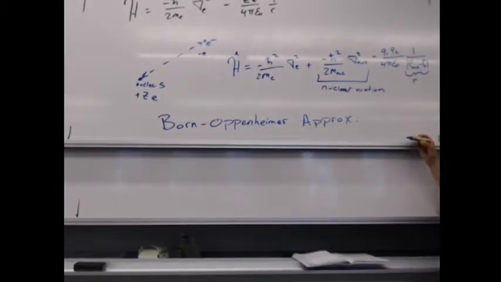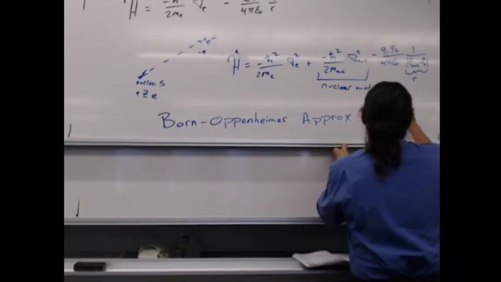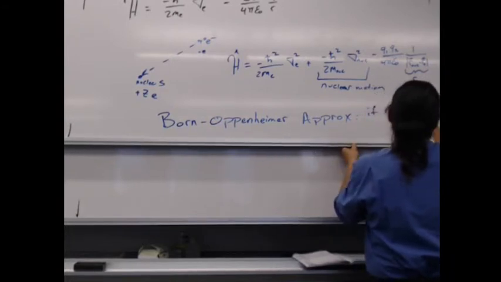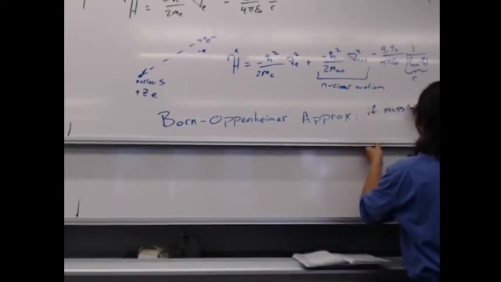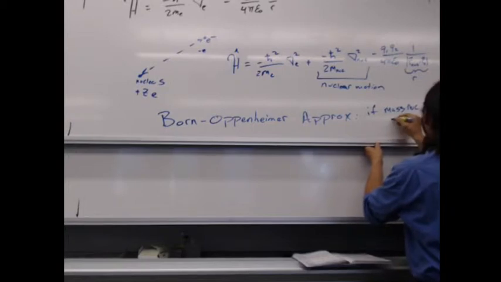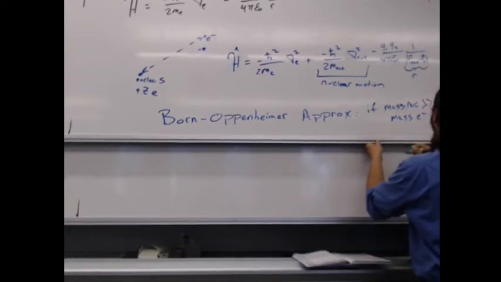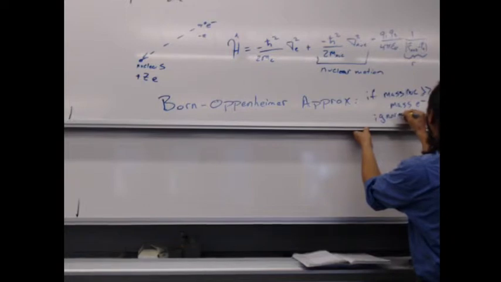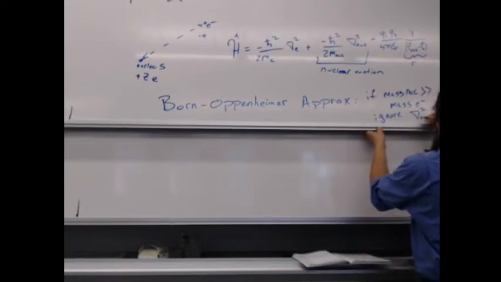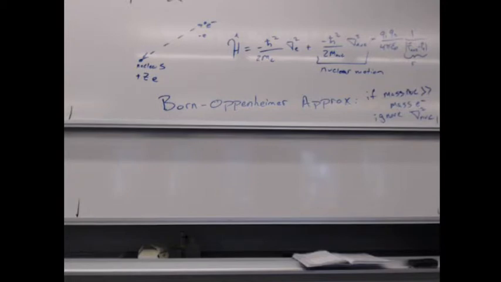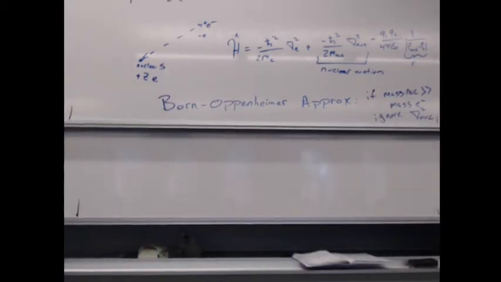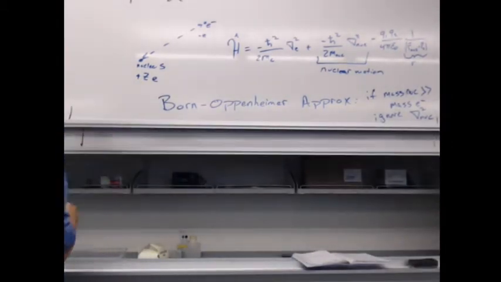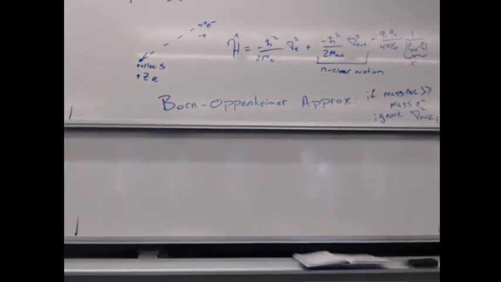Essentially what the Born-Oppenheimer approximation says is, if the mass of the nucleus is much greater than the mass of the electron, you can ignore the motion of the nucleus. And that's an oversimplification of this approximation. This is what allows us to ignore that motion.